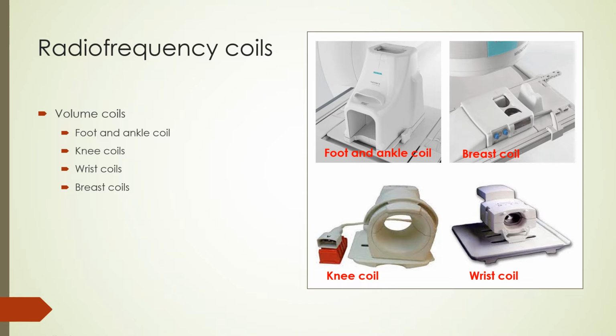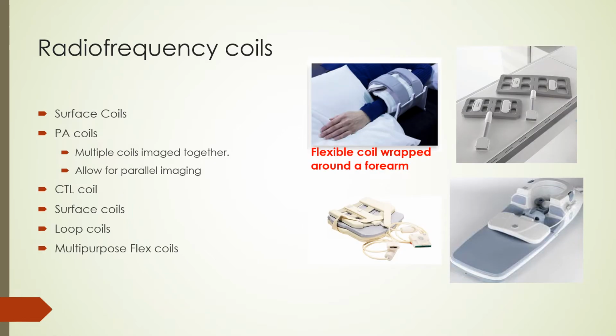Volume coils produce more uniform images than surface coils. Surface and flexible coils are shown on this slide. The uniformity of a surface coil is poorer than that of a volume coil because of more intense areas near the surface of the coil compared to anatomy farther away. Multi-purpose flex coils can also be used to perform volume imaging when wrapped around the anatomy. In this case, the uniformity is as good as a rigid volume coil.